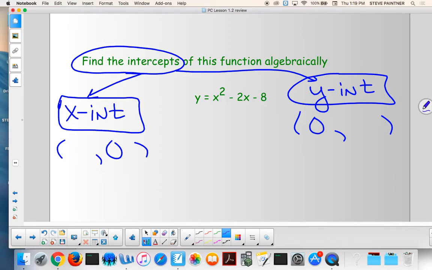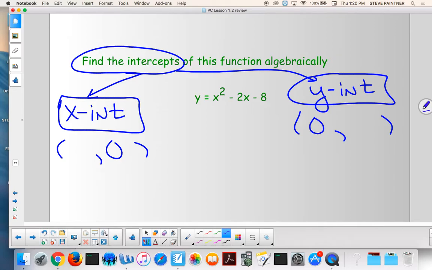Where'd the minus 8? Oh, you know. Now, I'll just tell you. It's a quadratic equation. That's good. You still working on it? Okay. Here we go.